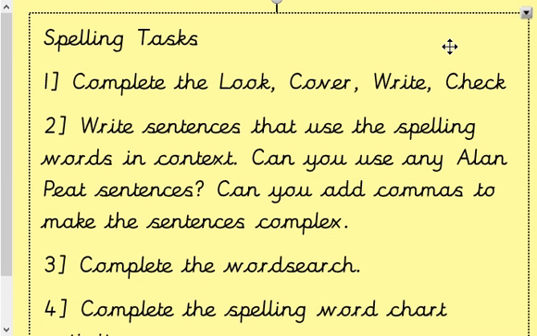Third task there is complete the word search. And 4, can you complete the spelling word chart? Now the spelling word chart activity is a little bit tricky in places. It's asking you to think about what root words might be. So have a little look at it, see what you can do, and try and get as much of it completed during the week as you possibly can.